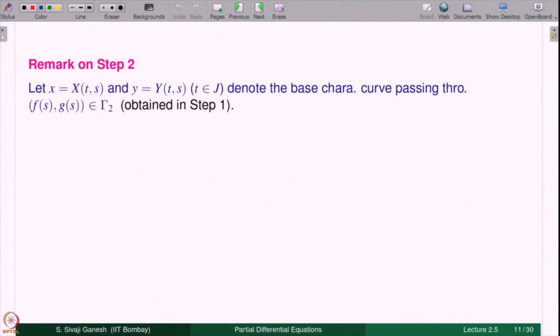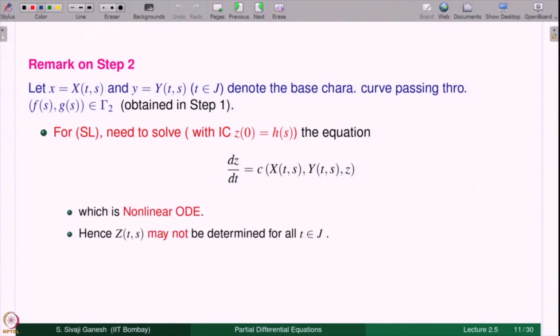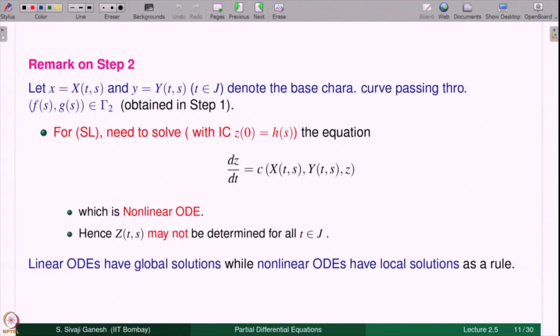Now, let us comment the same about the semilinear equation. This is the equation, this is a nonlinear equation. Therefore, z(t,s) may not be determined for all t in J. It means that you may have to look at smaller intervals, subintervals of J, where z will be defined. Again, linear ODEs have global solutions, nonlinear ODEs have local solutions as a rule.